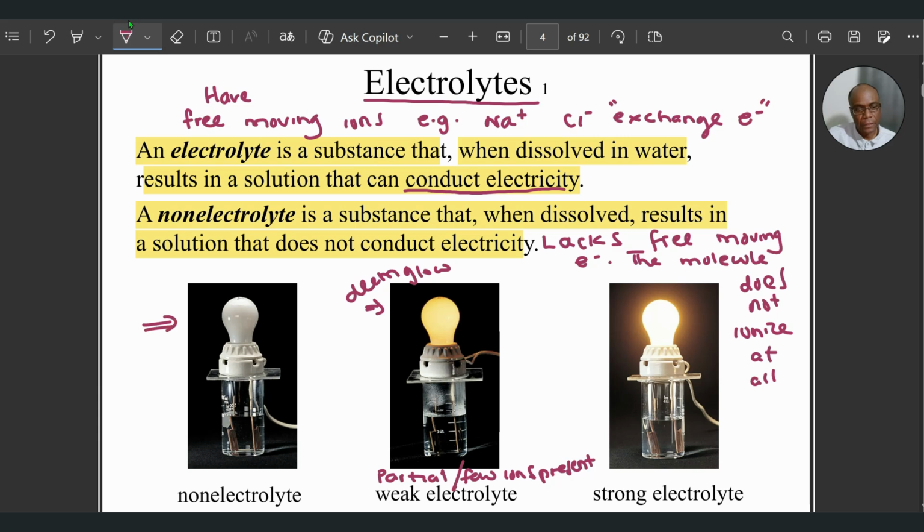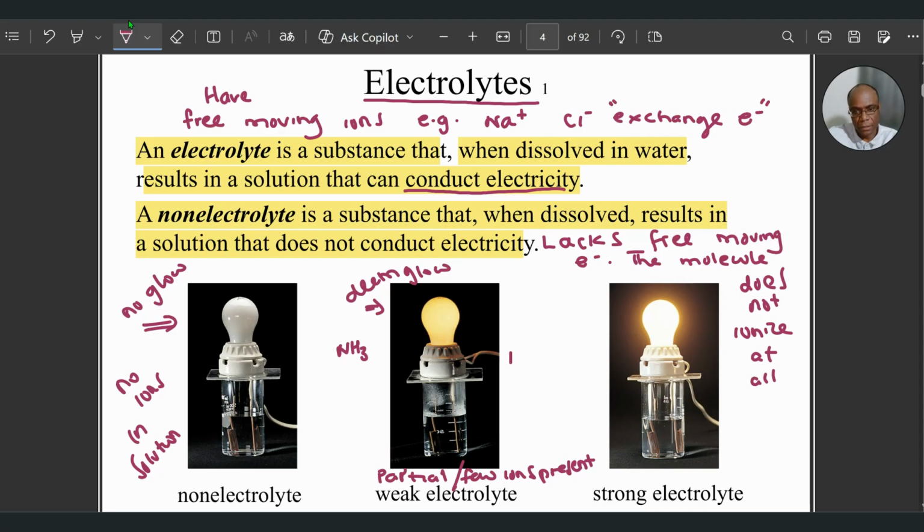This is the non-electrolyte, no glow. Why? The reason is no ions in solution. The weak electrolyte, there is partial ionization of the molecule. For example, ammonia does not break down easily in water. Gives you a weak electrolyte.